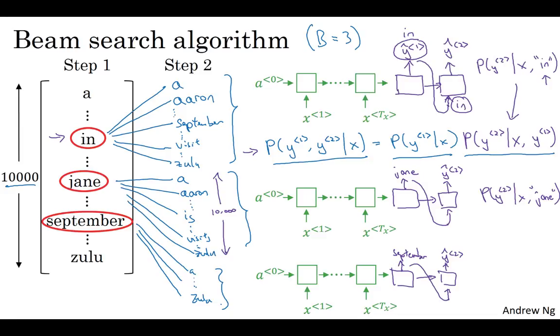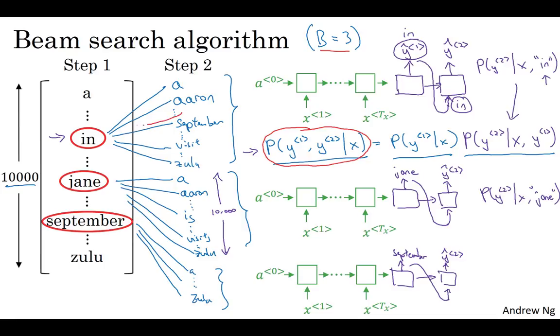So it's the beam width times the number of words in the vocabulary. And what you do is you evaluate all of these 30,000 options according to the probability of the first and second word, and then pick the top 3. So we're going to cut down these 30,000 possibilities down to 3 again, down to the beam width parameter again.